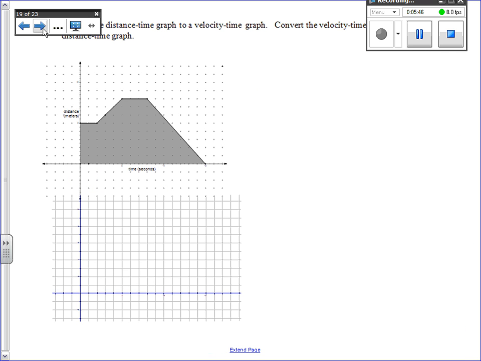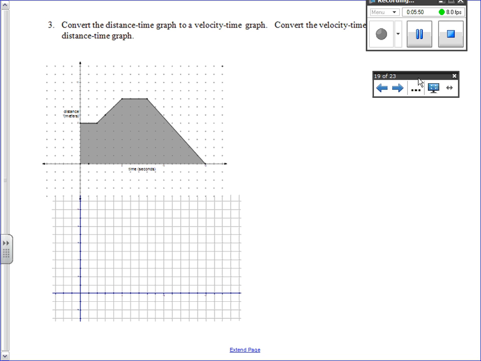Okay, finally, we've got to convert the distance time graph to a velocity time graph. So what I'm going to do here is determine my velocity for each interval. When the slope is 0 on a distance time graph, or a position time graph would be a better, more precise term, when the slope is 0, the velocity is 0. Here my slope is 1. Here my slope is 0. Here my slope was -8/7.